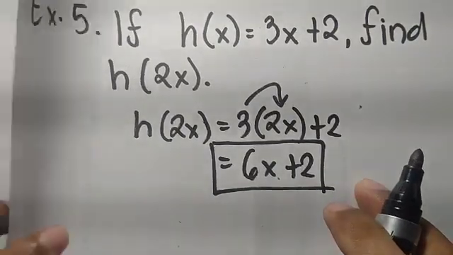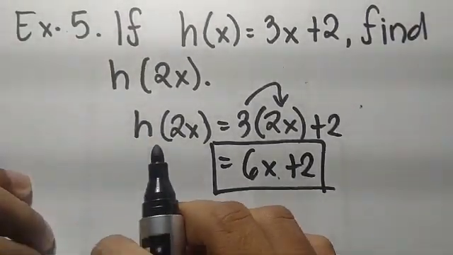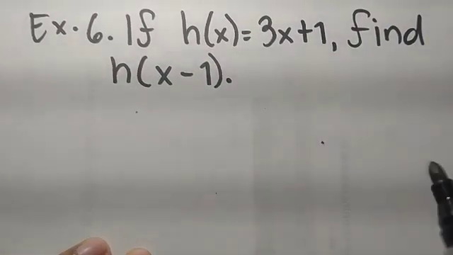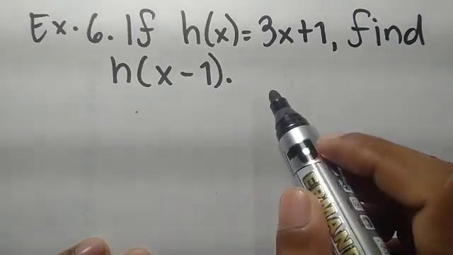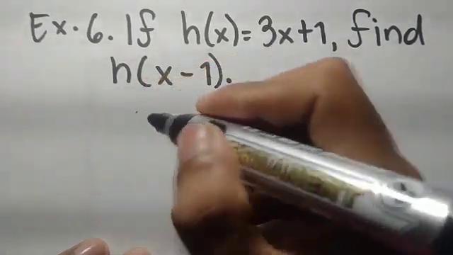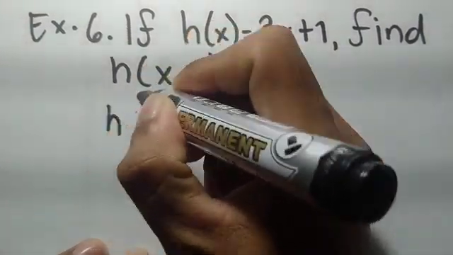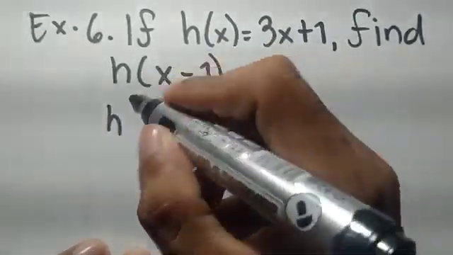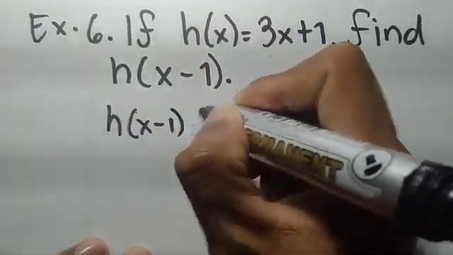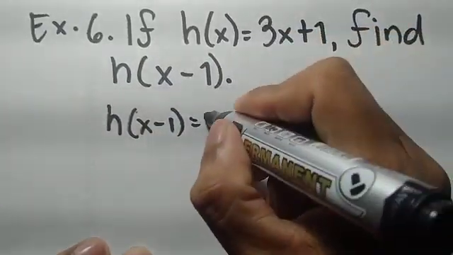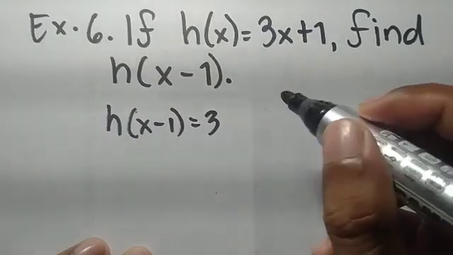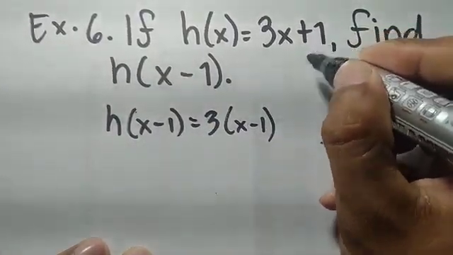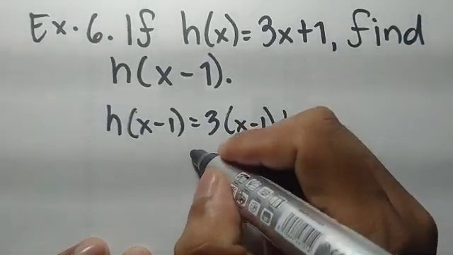Okay, another example. If h of x equals 3x plus 1, find the value of h of x minus 1. Same process, so we copy h, and instead of x, we replace it by x minus 1. Copy the equal sign, copy the 3. Instead of x, we replace it by x minus 1 again. Then copy the rest, which is plus 1.